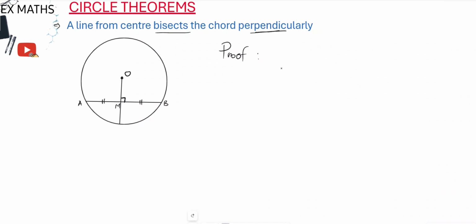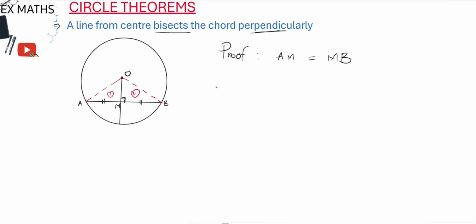So we want to prove that AM is equal to MB. For us to prove this theorem, we need to construct some lines, which is from the center to point A, which is like this, and this one going to point B. So as you can see, we have created two triangles, triangle 1 and triangle 2. We are going to be helped by the Pythagoras theorem to prove this theorem. So we are going to apply Pythagoras theorem on triangle 1 and Pythagoras theorem on triangle 2.